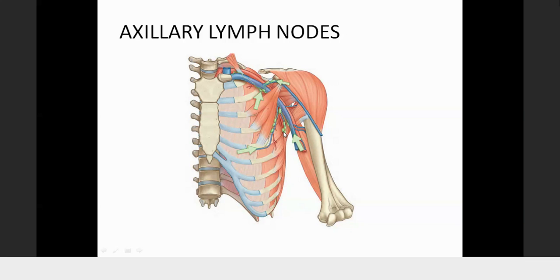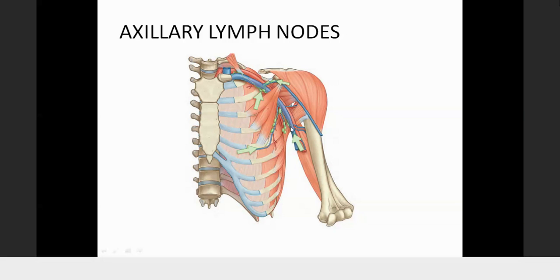Now which group is this? The subscapular group, which lies along which vessels? They lie along the subscapular vessels.